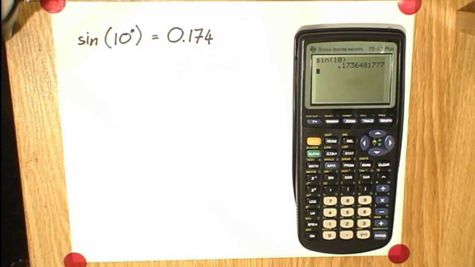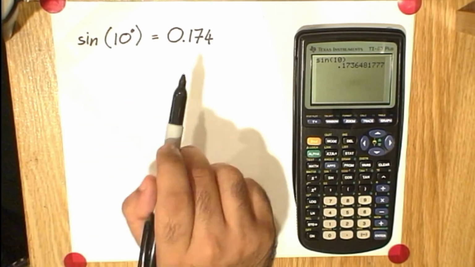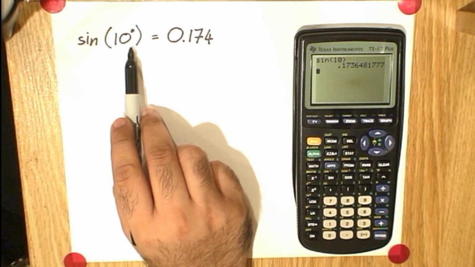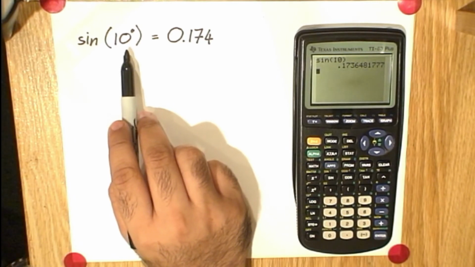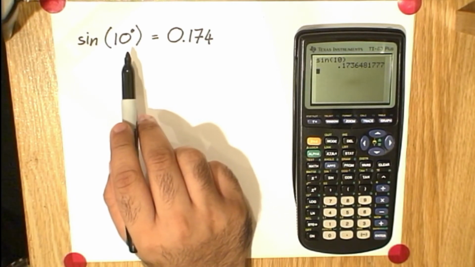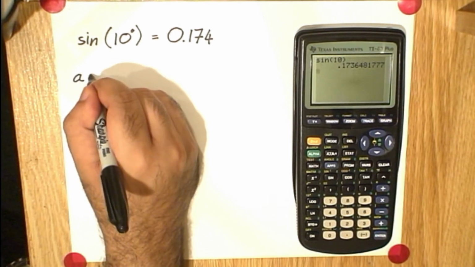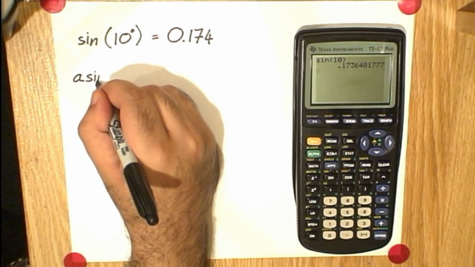And that is the sine of 10 degrees. Your calculator can do the opposite process as well. That is, given a sine value, it can figure out what angle must have generated it. This technique, or this function, is known as the arc sine, which I symbolize like this.